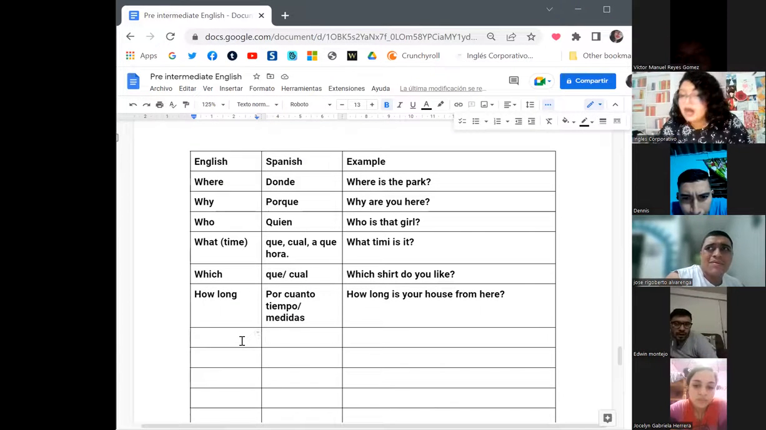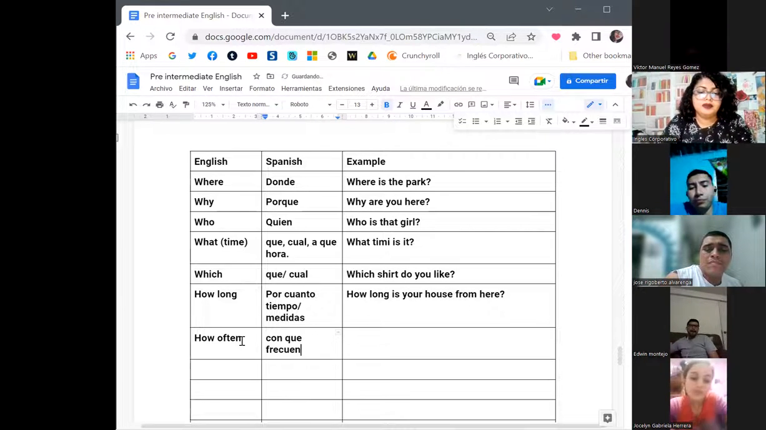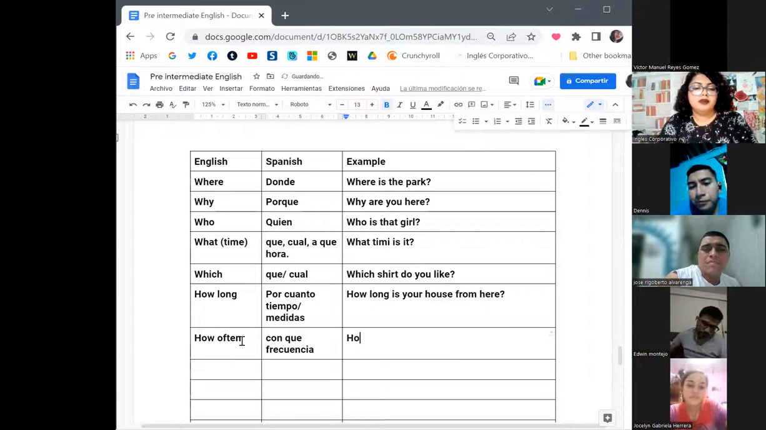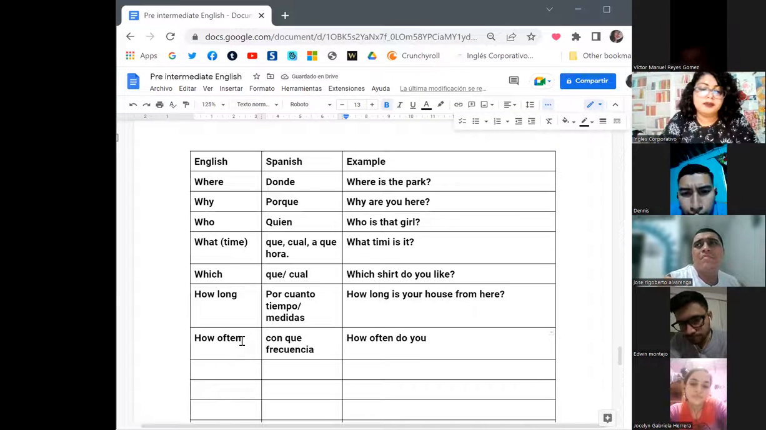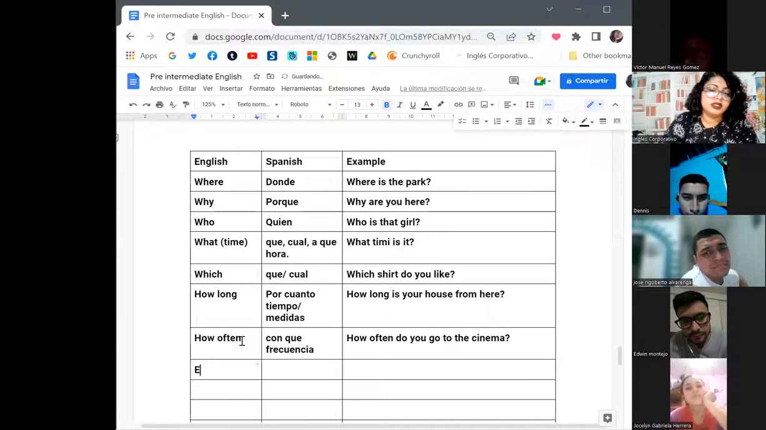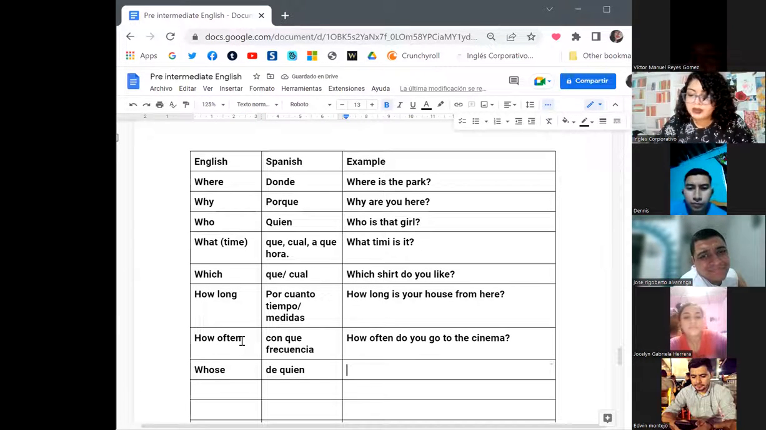Then we have how often. That means con qué frecuencia. Con qué frecuencia, and we have the example. How often do you go to the cinema? ¿Con qué frecuencia vas al cine? Then we have whose. Whose. And it means de quién. And the example, whose house is this?